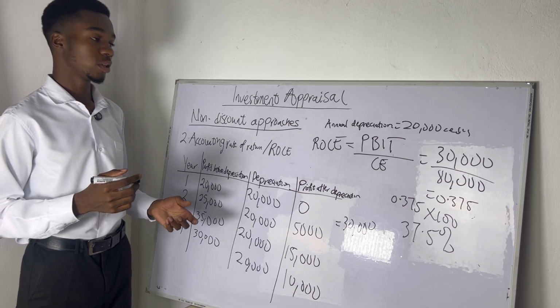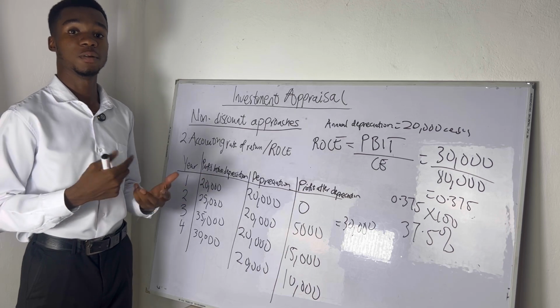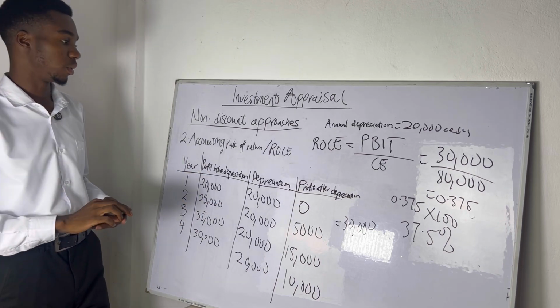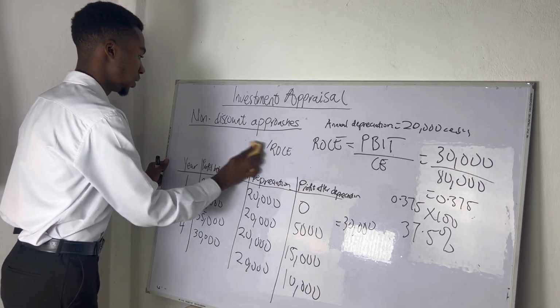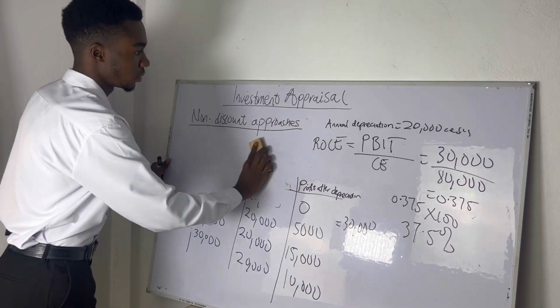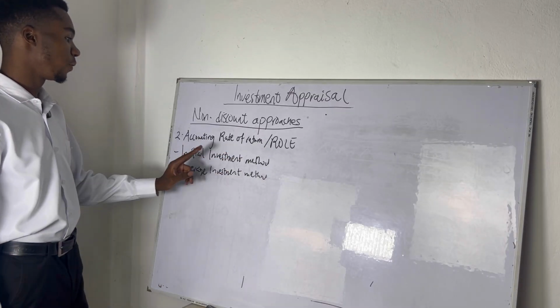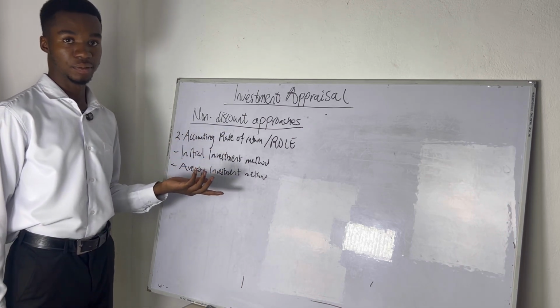Now, they can also give you a question on the accounting rate of return where they can ask you to use the initial investment method or the average investment method. So let's look at that one for now. You're done with the ROC, so let's look at the initial investment method and the average investment method under the accounting rate of return, in case it comes in exams.